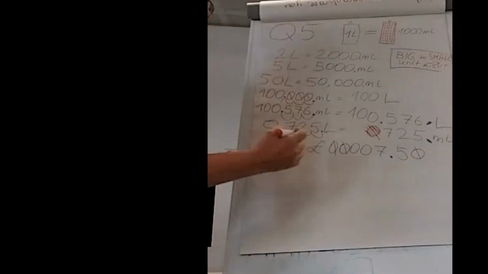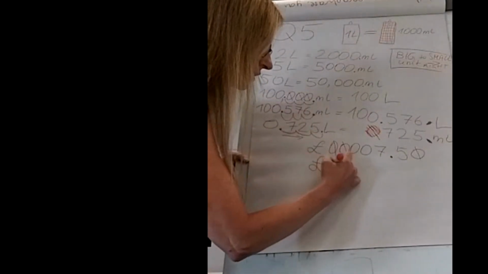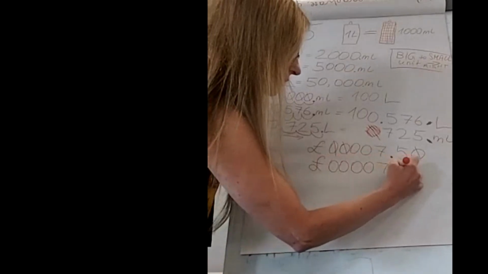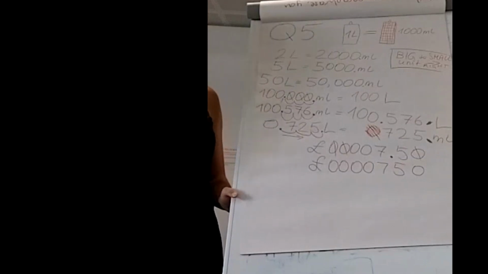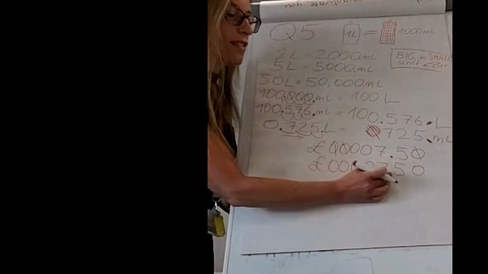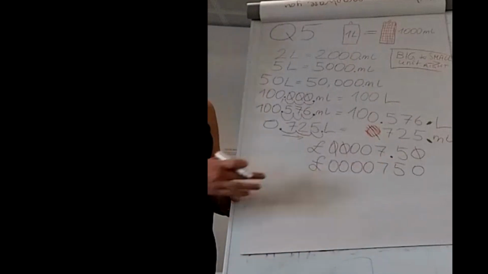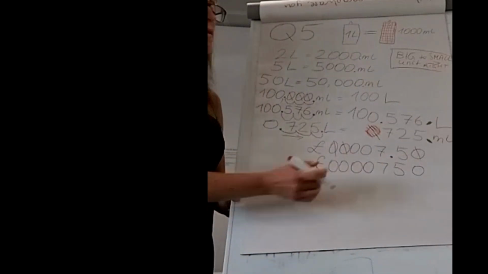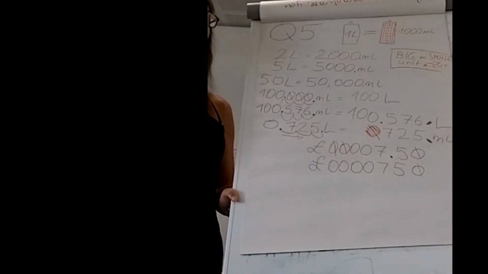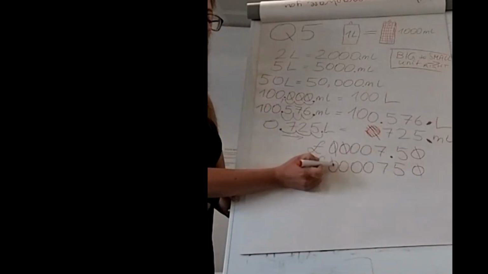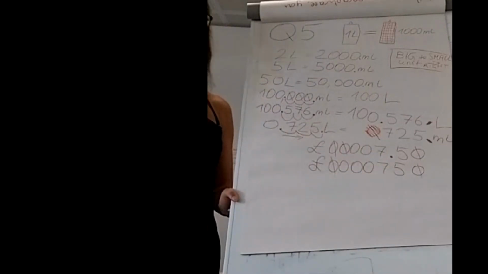So if I were to write this, how many pounds would that be? 750 pounds. If I cross out that zero, would it change? Yes, into 75 pounds. But if I cross out that other zero, no, it doesn't change.